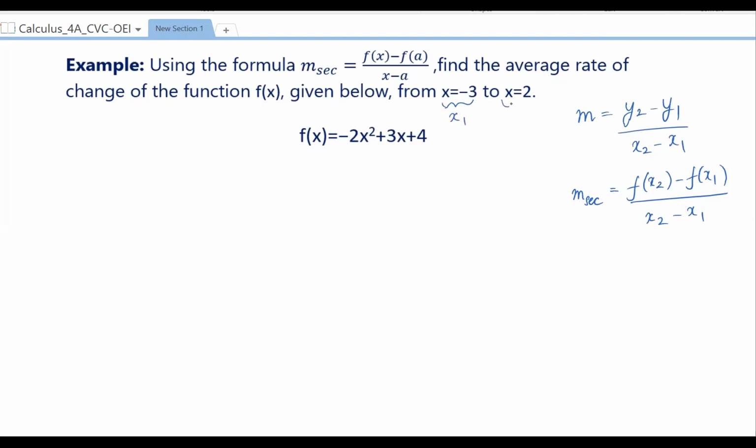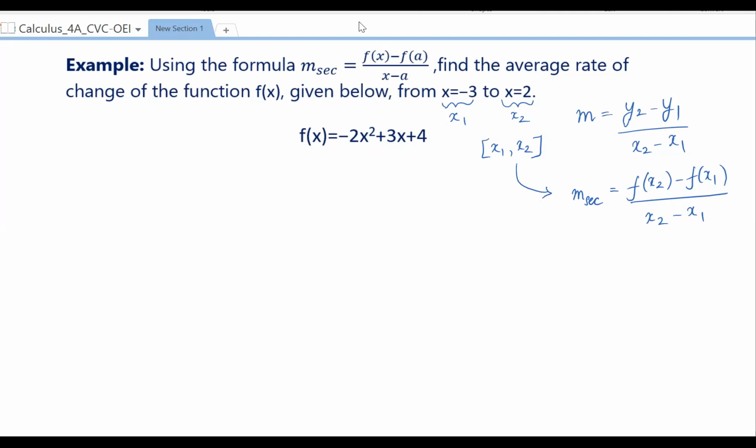x1 is -3, and this is x2, because on the number line, x1 is smaller than x2, so you want that to be the first one and this to be the second, so you can see from x1 to x2, right? And that would be meaningful when we talk about the slope of the secant line. All right, now we need to just plug these in our formula.